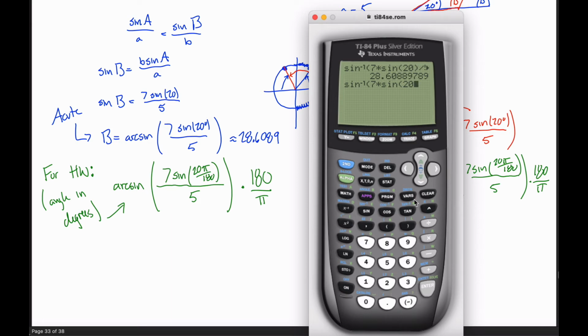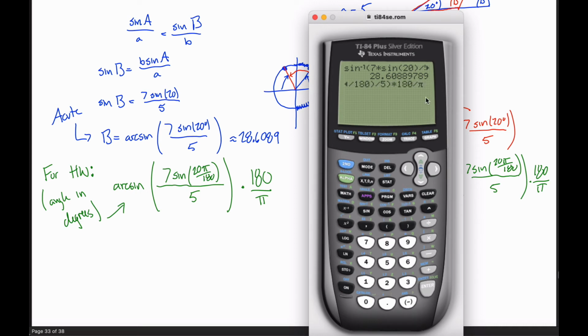Pi is hidden up above this key in my calculator, so I hit second and then this up arrow to get it. I'll close those parentheses, and then I'll divide by 5, and then I'll close those parentheses, the one on arcsine, and then if I hit enter now, it'll give me my answer in radians. I don't want it in radians, I want it in degrees, so I'm going to multiply that by 180, and then divide it by pi to do the last conversion.